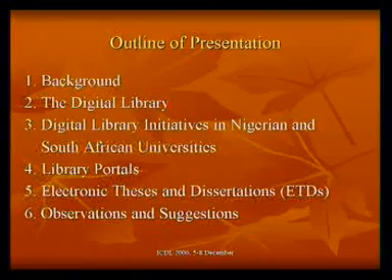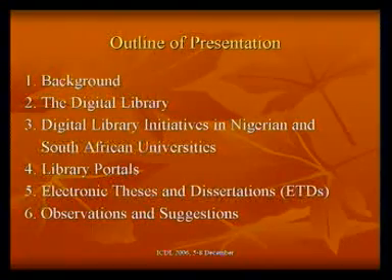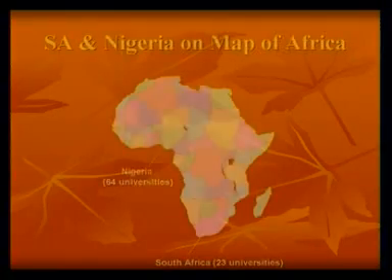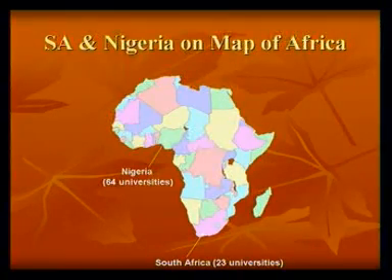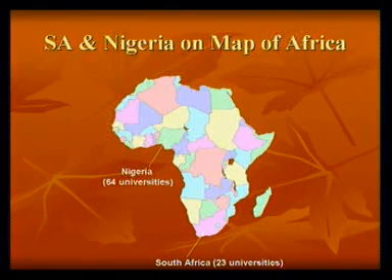I will give a background, explaining a bit on digital libraries, which you've heard already. Then I'll focus on the digital library initiatives in Nigeria and South Africa, and on the observations and suggestions on the way forward for the two countries. For those who don't know, Nigeria is on the west coast with 64 universities, and South Africa is in the southern part of Africa with 23 universities.